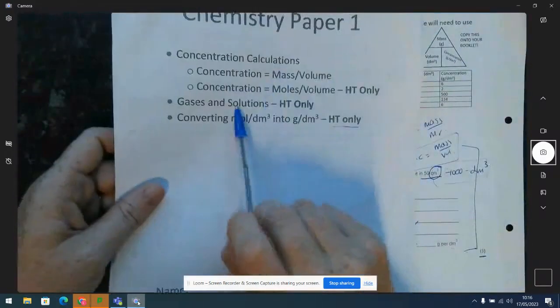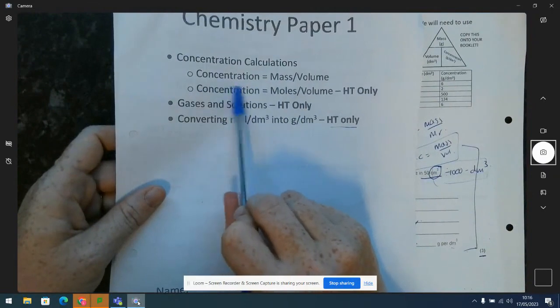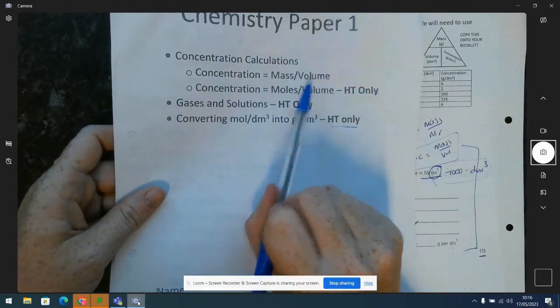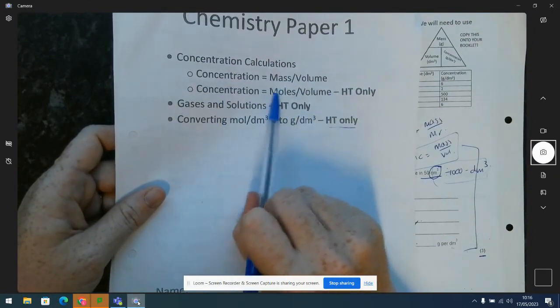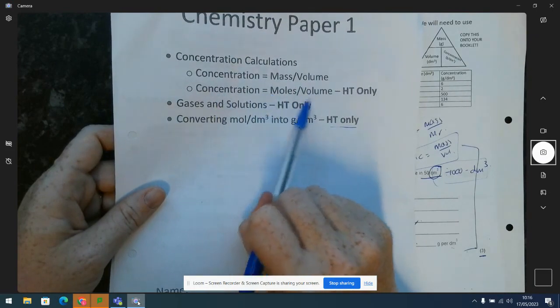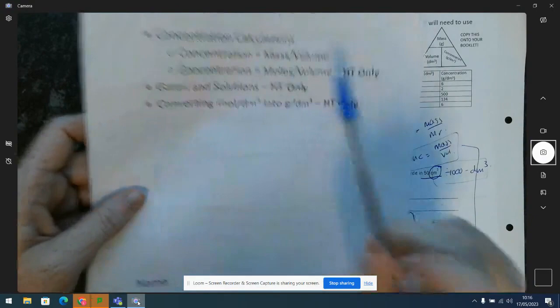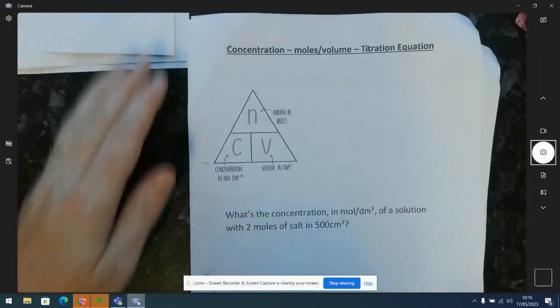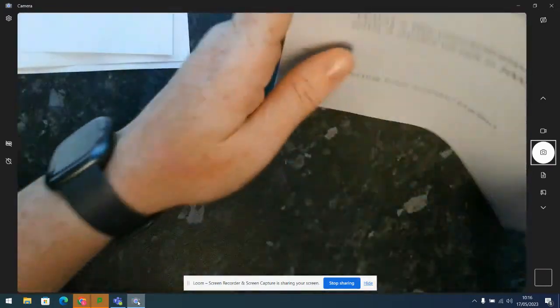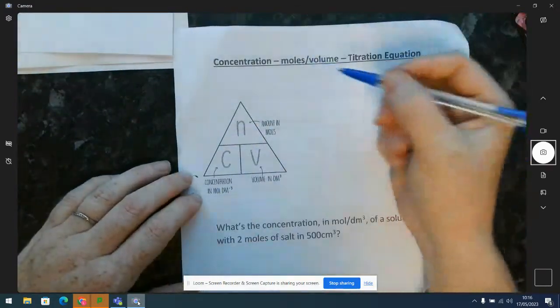So that's the first calculation around concentration, where we're looking at mass and volume. We're now going to spend a little bit of time looking at concentration from the point of view of titrations. I do want to point out this is for higher tier only. And what I've done is I've actually given you an example of the triangle that you need to know.